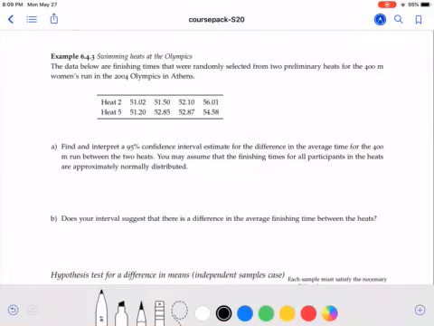The data provided here are finishing times that were randomly selected from 2 preliminary heats of the 400-meter women's run at the 2004 Olympics in Athens. We want to find and interpret a 95% interval estimate for the difference in the average time for the 400-meter run between the two heats, and we can assume that the finishing times are normally distributed.